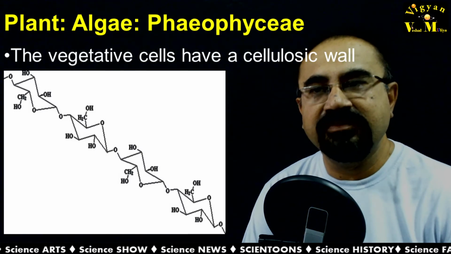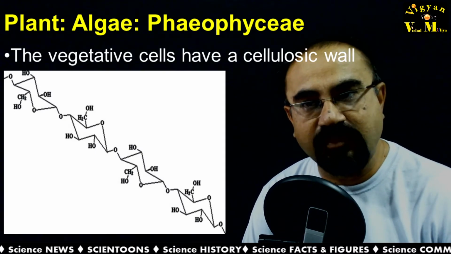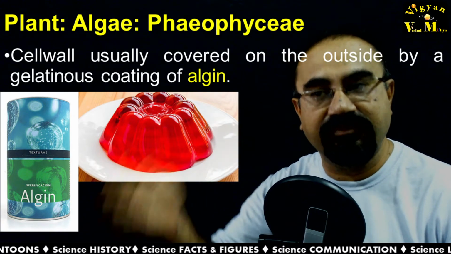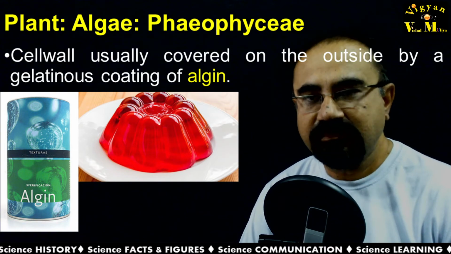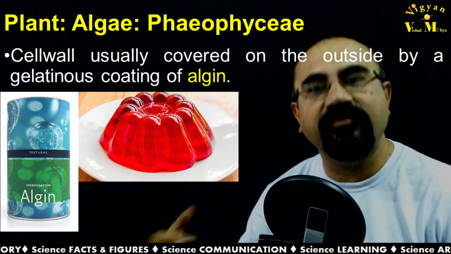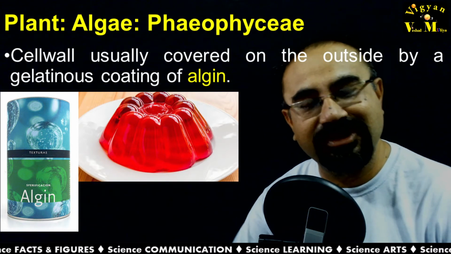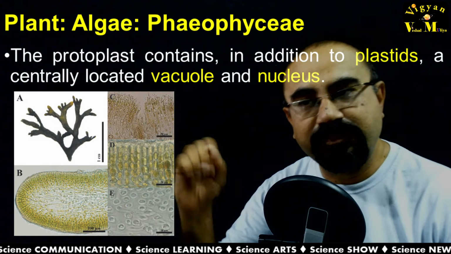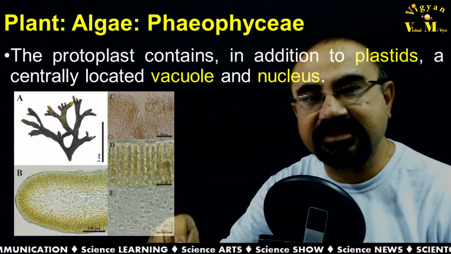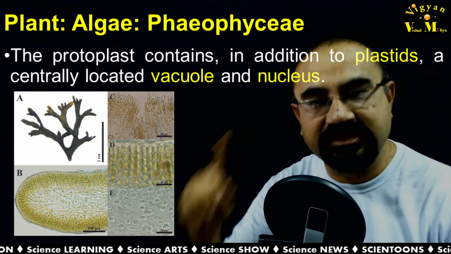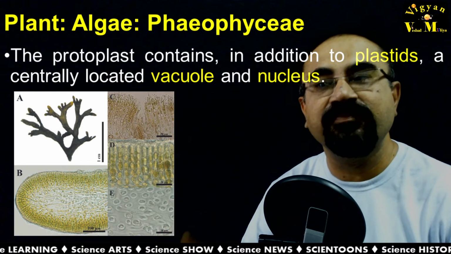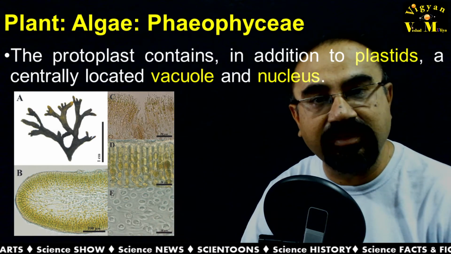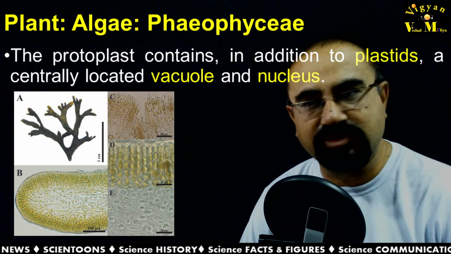The vegetative cells have a cellulosic cell wall, and along with the cellulosic cell wall, there is a covering of gelatinous material, that is algin. And we know very well about algin because we have already discussed algin in the previous one. The cell contains protoplast, along with which there is a presence of plastids. There is a centrally located large vacuole and nucleus also.